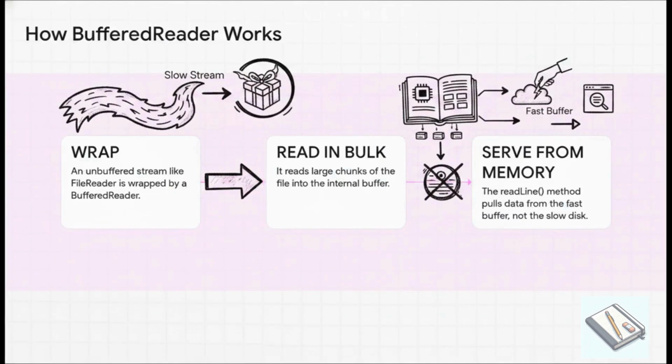So here's what's going on behind the scenes. First, we wrap that slow stream. Then the BufferedReader reads a big chunk of the file into its own internal memory buffer. Finally, when you call a method like readLine, it's just pulling that data from the super fast memory buffer, not from the slow disk. It's a huge performance win.